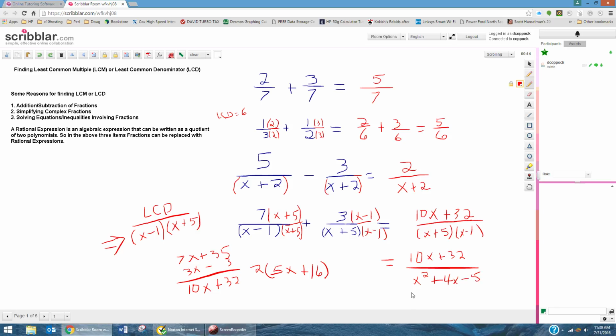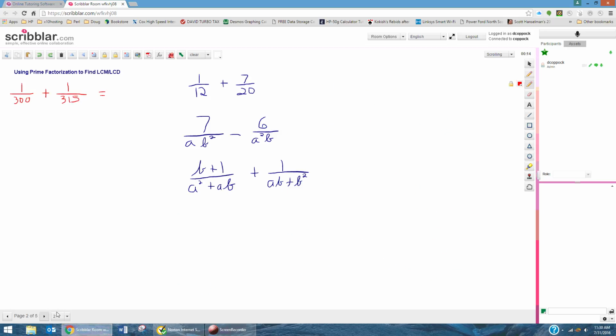Okay, so we've just rewritten the original problem as one fraction. That's basically what we've done. We've combined those two fractions into one by getting a common denominator. Now let's move on to page 2 and look at some other expressions that we're going to add.